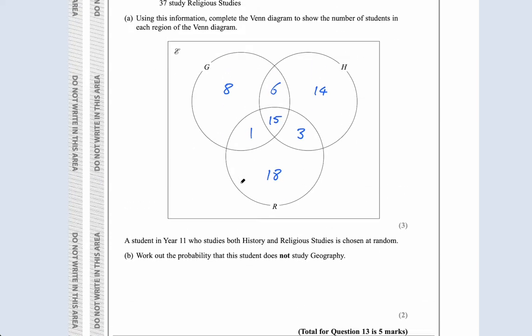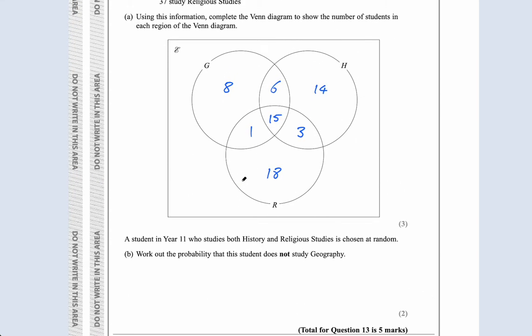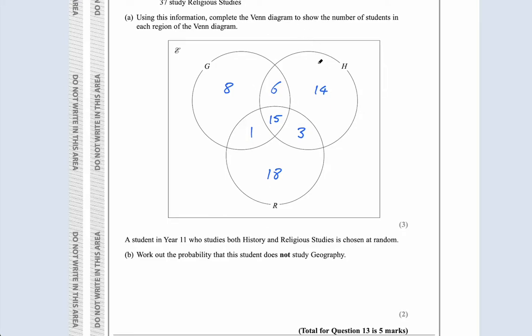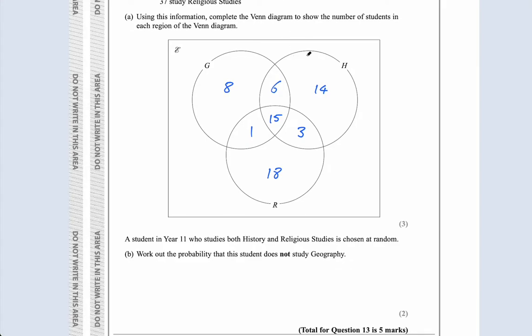Okay, that's part A. Part B. A student in year 11 who studies both history and religious studies is chosen at random. Work out the probability that this student does not study geography. Right, so this is tricky, guys. This is conditional probability. It says a student who studies both history and religious studies. So this person has to be in here.